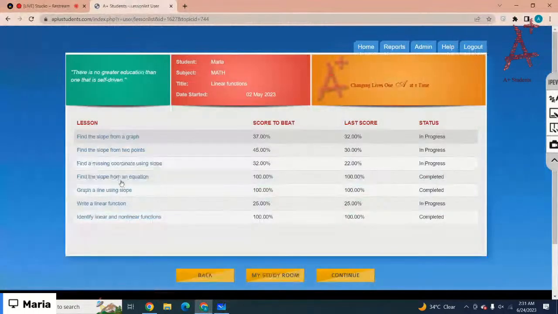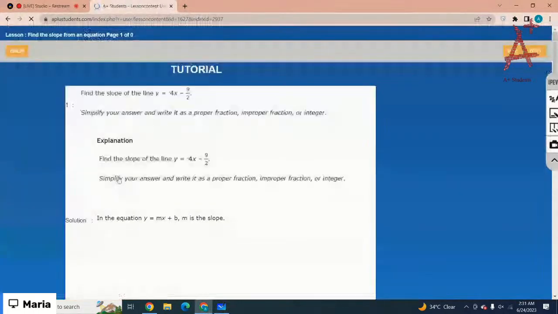The next one is find the slope from an equation. Okay, so now you are given the equation, and you have to find the slope from it. So how do we find the slope from the equation? Let's start with the first example: y equals negative 4x minus 9 over 2.